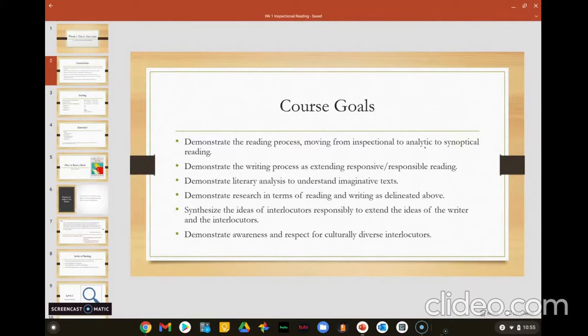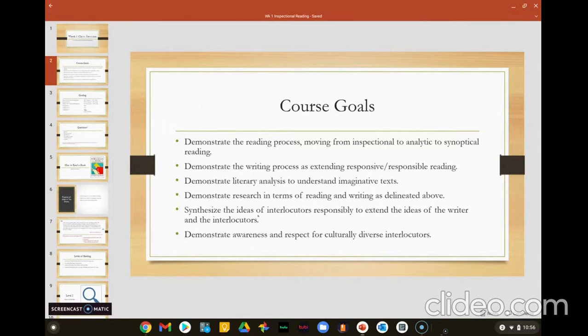And we're going to cover what each of these three types of reading mean in the first part of our course. So second, you're going to demonstrate that you understand the writing process as an extension almost of the reading process. And then you're going to demonstrate literary analysis, which we'll do at the end of the course when we read our third textbook, My Name is Asher Lev. You're going to demonstrate understanding of research terms and how to do reading and writing, which we'll cover throughout the course. You're going to be able to synthesize ideas from different sources by the end of this semester.